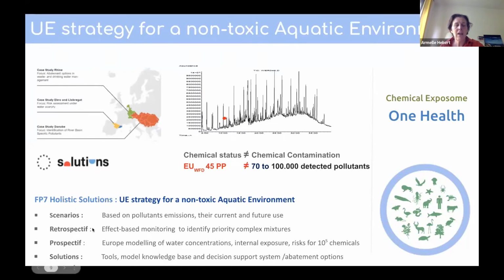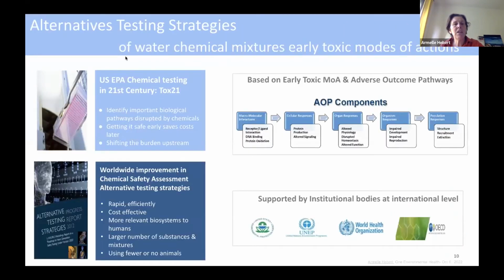So we had this way to see what was the emission of these pollutants on the river basin, their current and future use. We assessed, compared, and benchmarked more than 150 cell-based assays, ecotox assays, and human cell-based assays. We also assessed the different toxicological profiles triggered by these complex priority mixtures. Then, in a second step, we applied modeling tools to assess on river basin scale the emission of the pollutants and the toxicological profile of the emitters, absolutely to support the decision maker in terms of better abatement options.